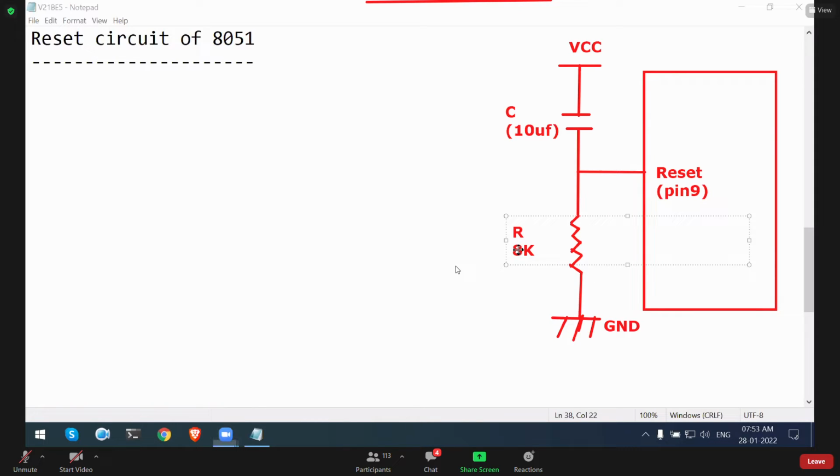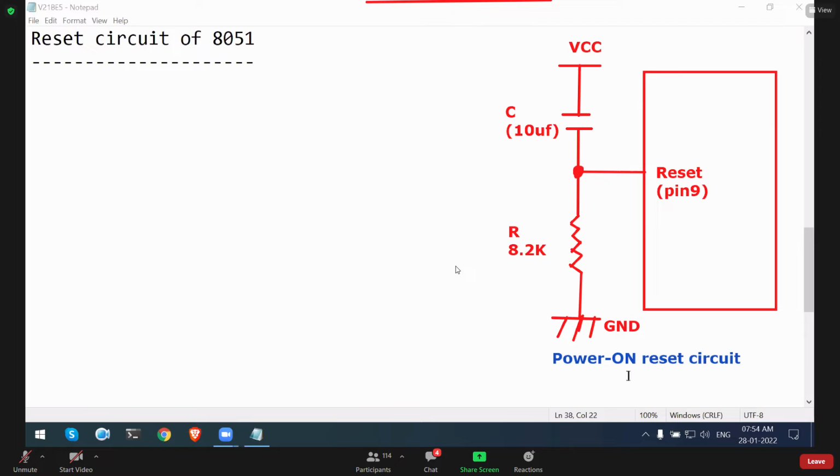Yes, it is 8.2K. That's right. This is an 8.2K kilo ohm resistor. Okay, so this is how the reset circuit looks. It's a capacitor. It is an RC circuit, resistor and capacitor circuit. This is called a power on reset circuit.